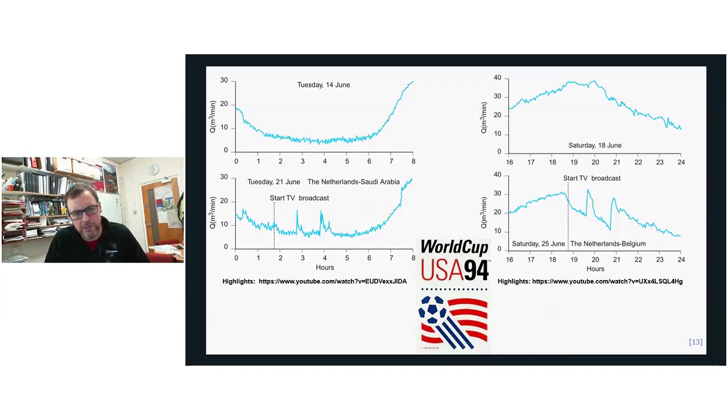Now, what's interesting about this is that the one on the left was actually in the very early hours of the morning, so 3 or 4 o'clock in the morning, and the one on the right is later in the evening. But still, at both those times, even though you'd think people are quite unlikely to be watching the Netherlands versus Saudi Arabia at 3 or 4 o'clock in the morning, there are still enough people there to change the supply and demand profiles. For those that are keen, I've provided links to the highlights of both those football matches on YouTube.